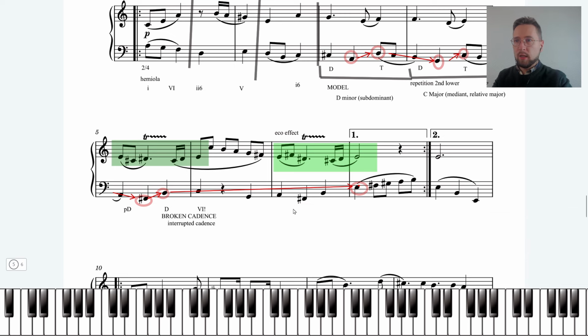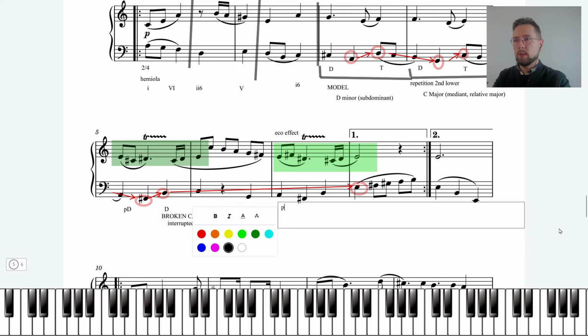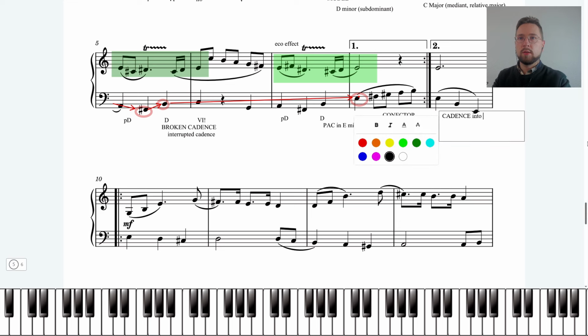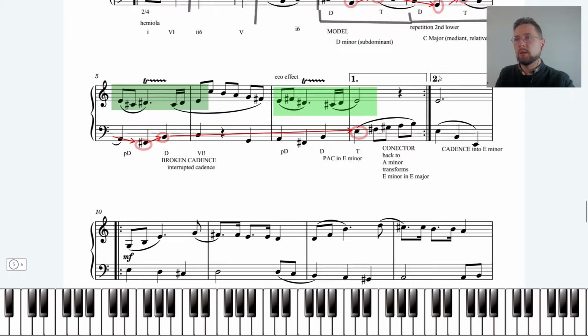And then that same cadential gesture is being repeated with a predominant, dominant, and tonic, and it goes to a perfect authentic cadence, right, in E minor. So that's basically the difference. Now, once that's done, again, you have 2 options of looking into this. You have the connector back to A minor, which basically transforms E minor into E dominant 7th or E major. And then this one is the cadence into E minor. So that one basically stays on the tonic.